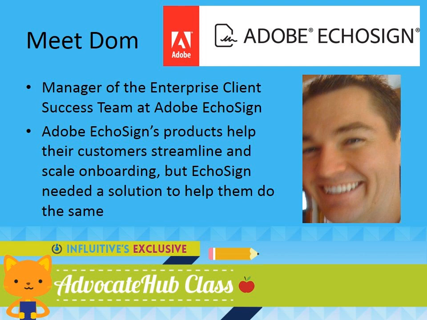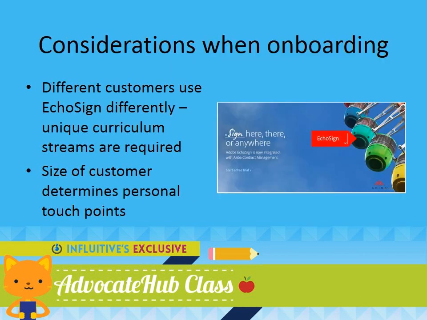Our product helps our customers streamline and scale, but EchoSign needed a solution to help them do the same. What we do with EchoSign is we streamline workflows for documents being signed, so it's for sales, HR, legal, procurement. EchoSign streamlines processes for document workflows. And it's one of the things we were looking for with Influitive, something to streamline our onboarding. So building some scalability, that was a big piece of it, so that the customers could have the same experience and something that we could scale, measure, and improve on.